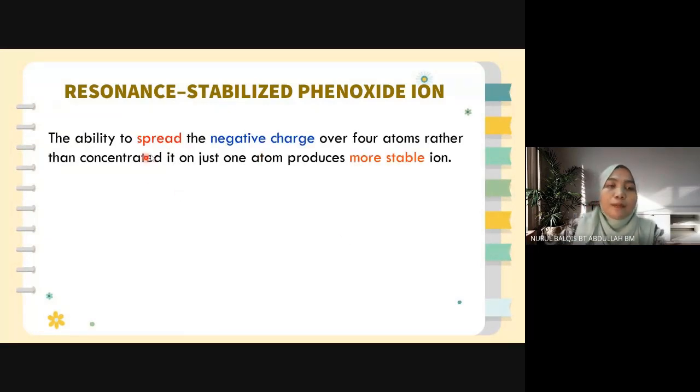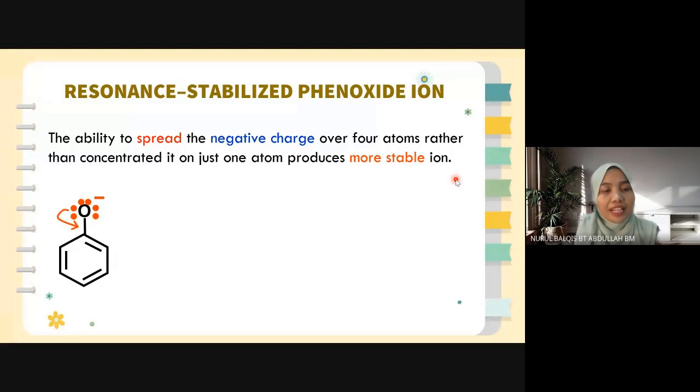So, apa yang dia boleh buat? Spread the negative charge over 4 atoms rather than concentrated it on just one atom produces more stable ion. Sebab dia tarik elektron tu daripada oksigen. So, tak adalah dia terburu-buru nak pergi attack orang lain. So, we'll start from here. Kita akan donate the lone pair, dapatkan double bond. Tapi bond dekat sebelah dia kena pecah.